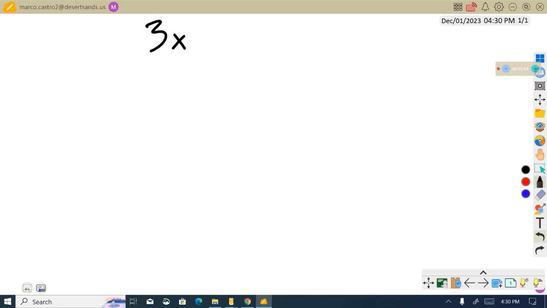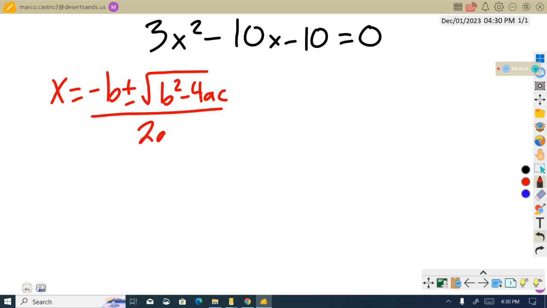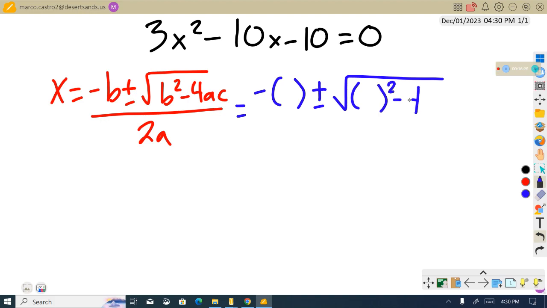So if we had that equation 3x squared minus 10x minus 10 equals 0, we apply the formula, right? X equals negative b plus or minus square root b squared minus 4ac. And like I said, I'm trying to stop you guys from just becoming math zombies here and just doing a bunch of calculations without knowing why we're doing them.